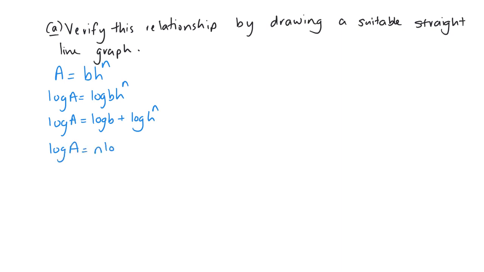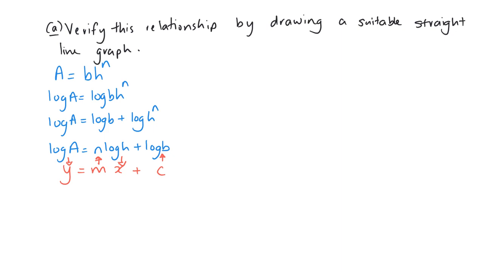So n log h plus log b. If we compare that to y equals mx plus c, we have log a as our y values, log h will be our x values, our gradient then will be n, and our intercept is c. So then what we have to do is redo our table of values.